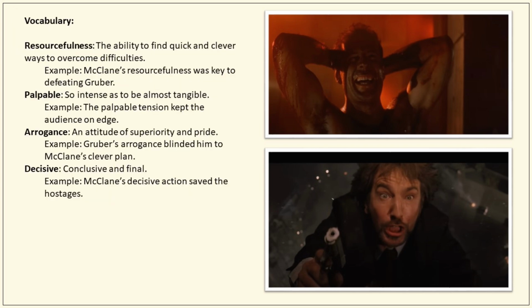Let's look at the vocabulary we have learned. Resourcefulness. It means the ability to find quick and clever ways to overcome difficulties. McLean's resourcefulness was key to defeating Gruber. Palpable. It means so intense as to be almost tangible. The palpable tension kept the audience on edge. Arrogance. It means an attitude of superiority and pride. Gruber's arrogance blinded him to McLean's clever plan. Decisive. It means conclusive and final. McLean's decisive action saved the hostages.